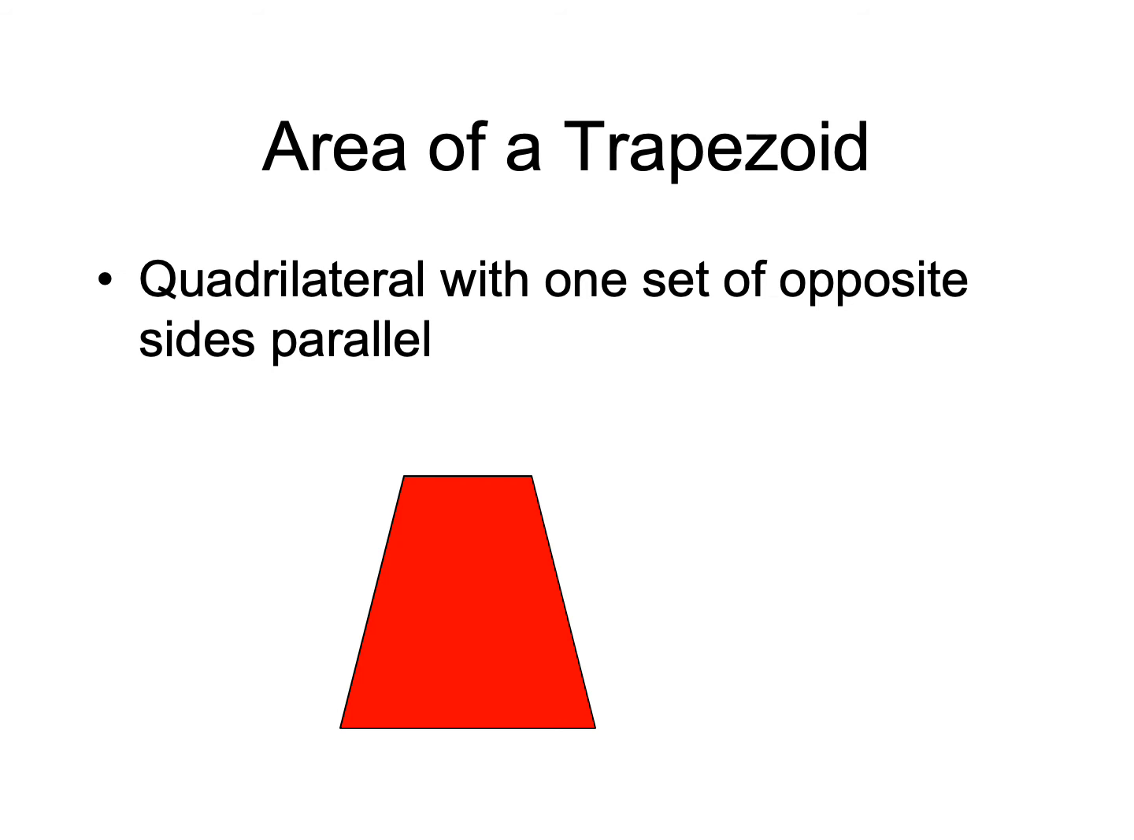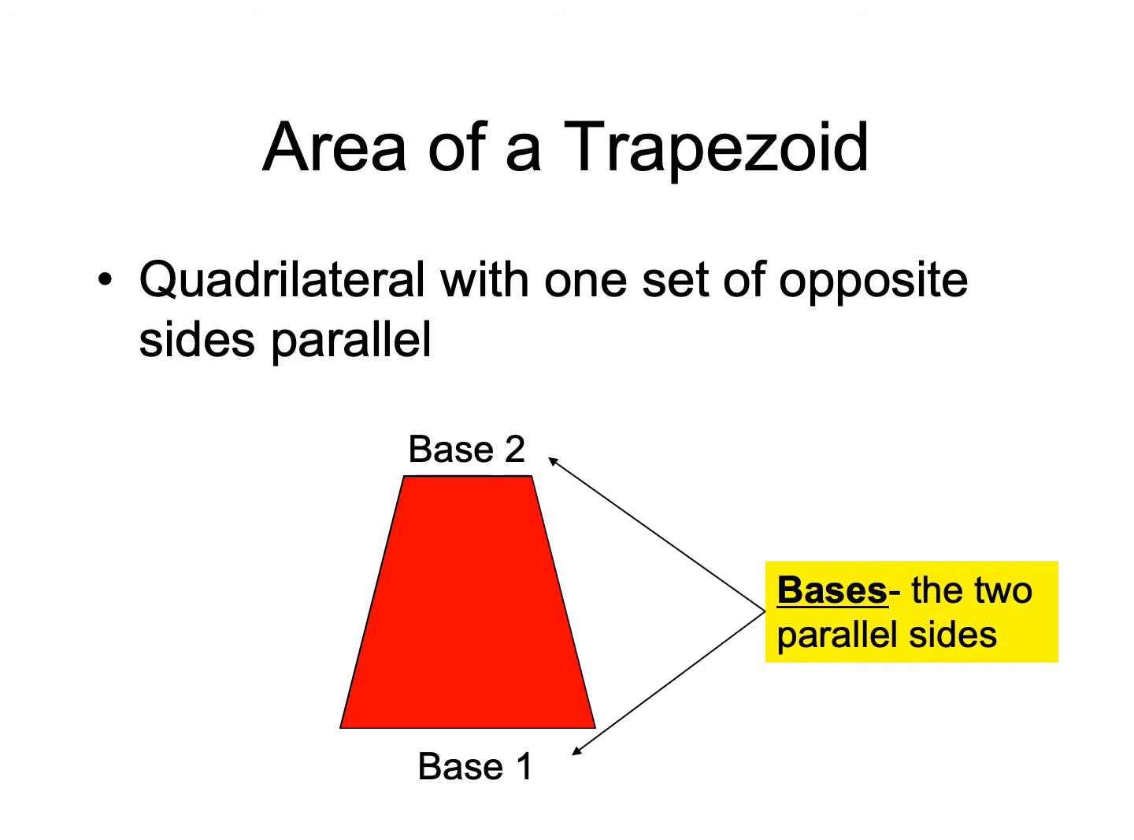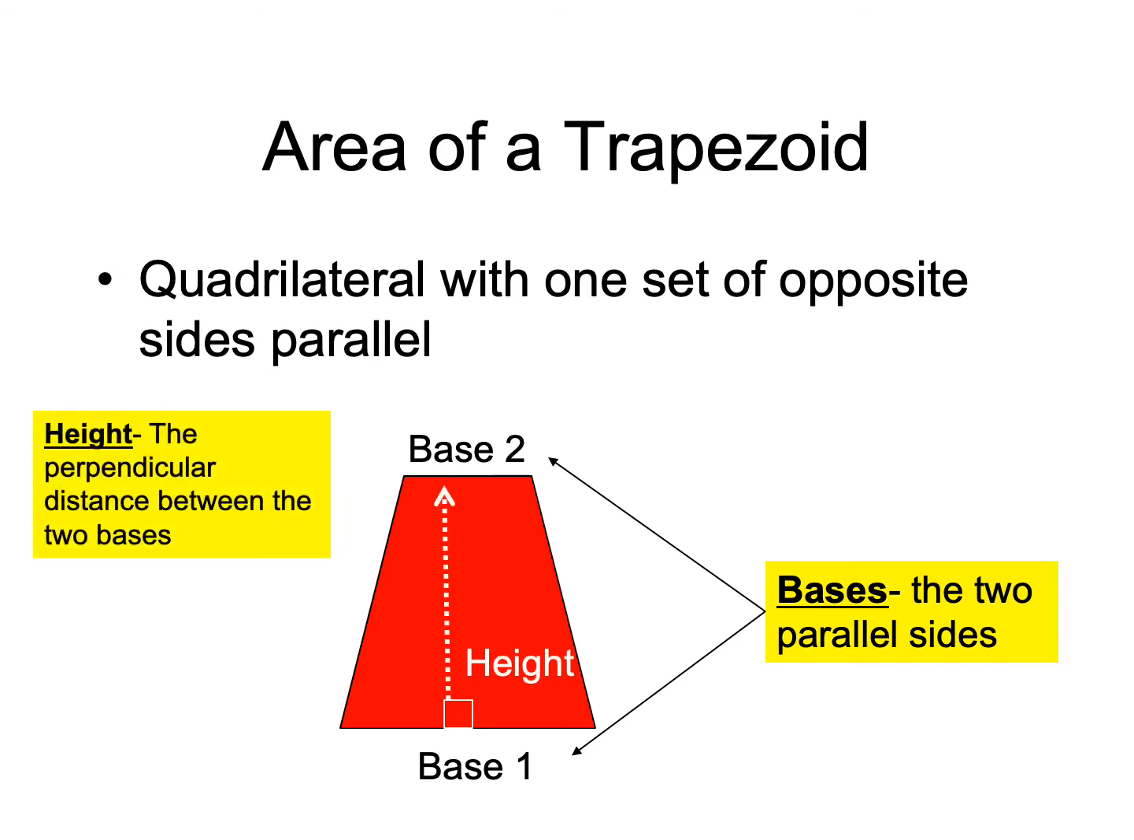We give names to the parts of a trapezoid. If you want to write this down, please do. We call the 2 parallel sides the bases. And generally when they draw trapezoids, the bases are the top and the bottom, but that's not always the case. I'll show you next slide a couple examples where that's not true. But what is true is that the parallel sides are the bases. All right, the perpendicular distance between the 2 bases, we call that the height.